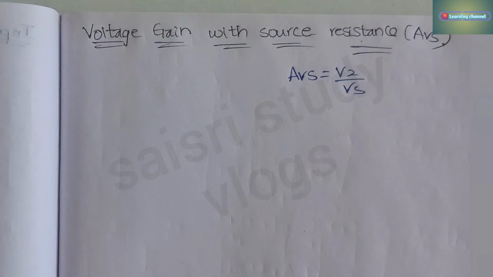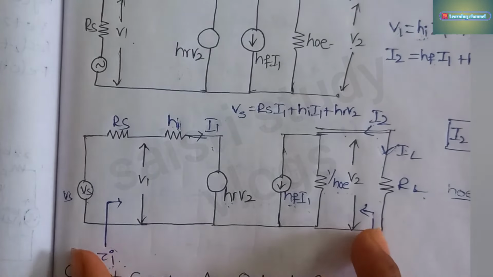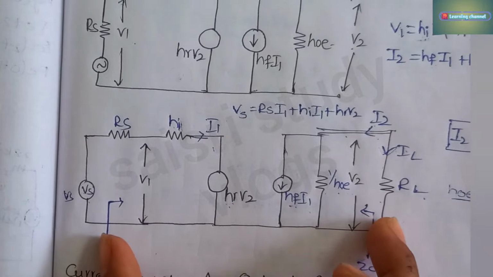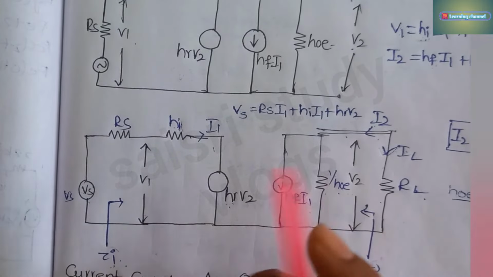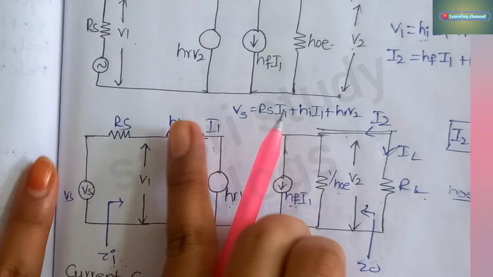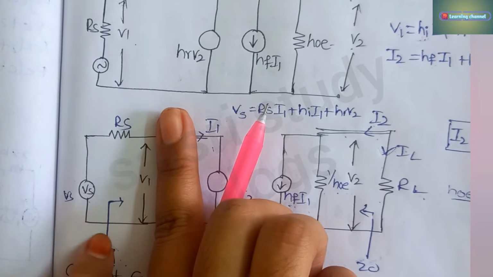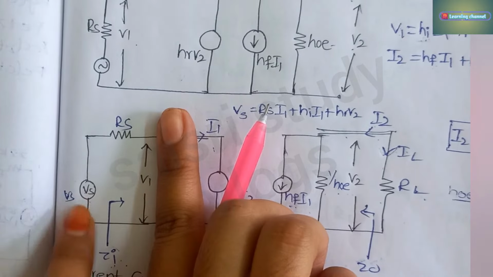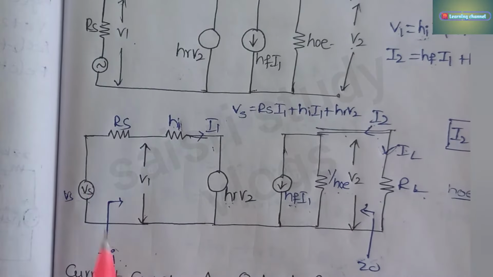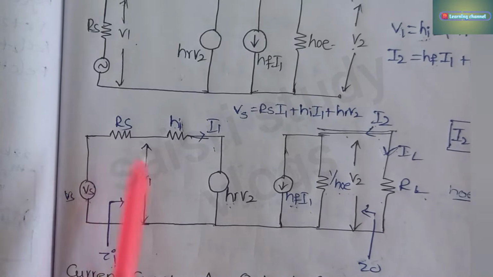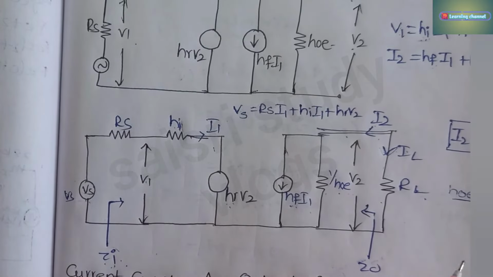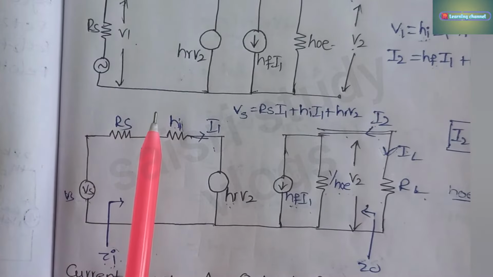So let's see the h parameter circuit once. So this is the h parameter circuit we have. This part we have to take, only this part, in order to find the AVS, voltage gain with voltage source. So I take only the voltage source, Rs, V1 and hi, and I will find the voltage gain with the source resistance.